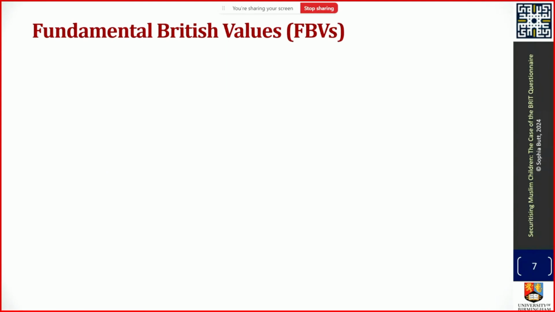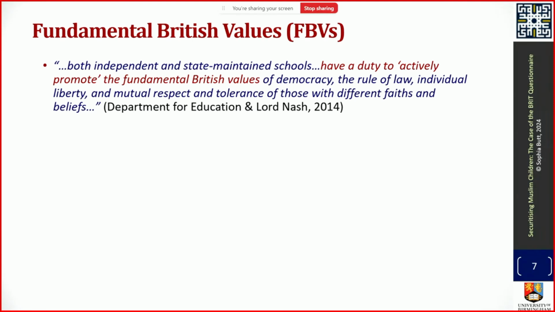So fundamental British values, according to the Department for Education and Lord Nash, both independent and state-maintained schools have a duty to actively promote fundamental British values, democracy, rule of law, and so forth. But this, of course, as you may imagine, has been quite controversial, because a lot of people have said, well, to what extent are these values fundamentally British? Are they not universal? Are they not values that people around the world have?